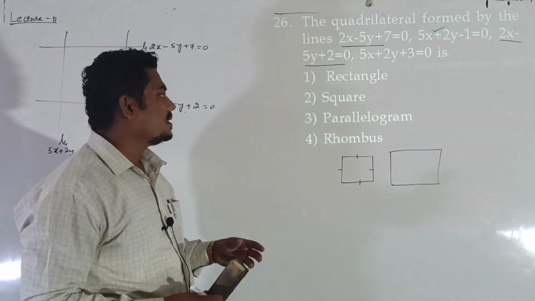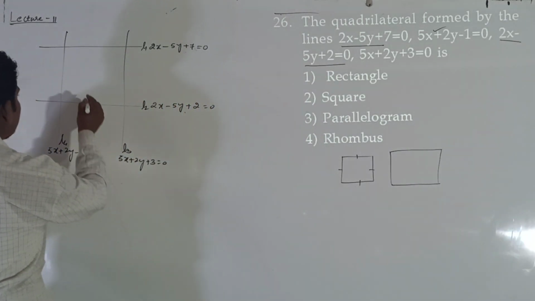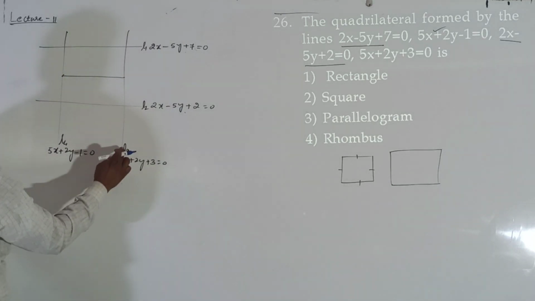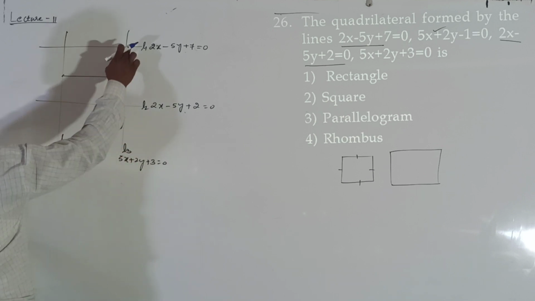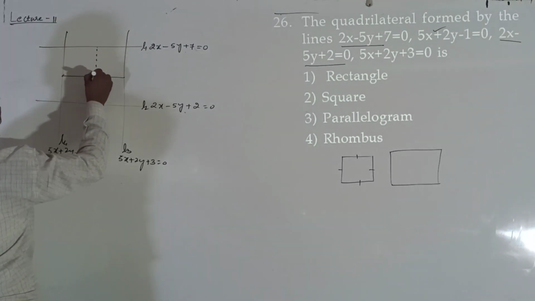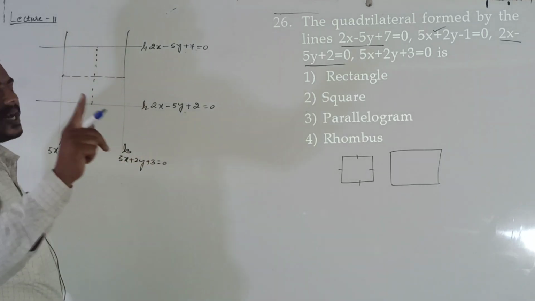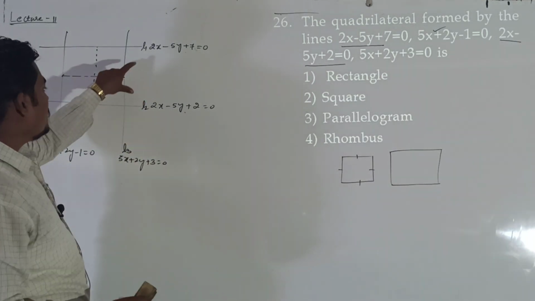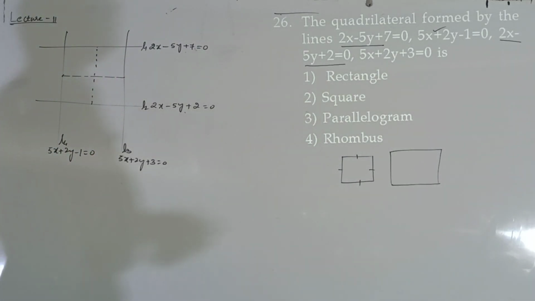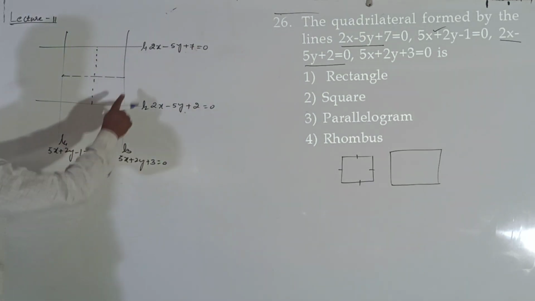There are two possibilities. Then how do we conclude whether it is a rectangle or a square? Just find the distance between these two parallel lines. If the distance between L4 and L3 is the same as the distance between L1 and L2, then what do you conclude? Suppose these two distances are equal, the distance between parallel lines is the same, then the given quadrilateral is a square. Suppose the distance between these two parallel lines is not equal to the distance between these two parallel lines, then we conclude the given quadrilateral is a rectangle. Just find the distance between these two parallel lines.